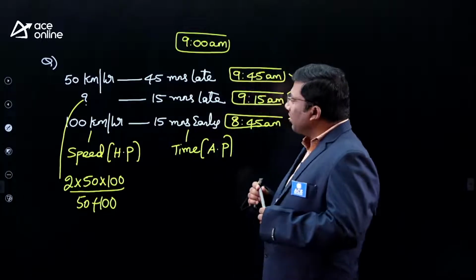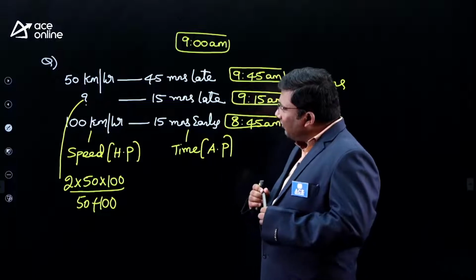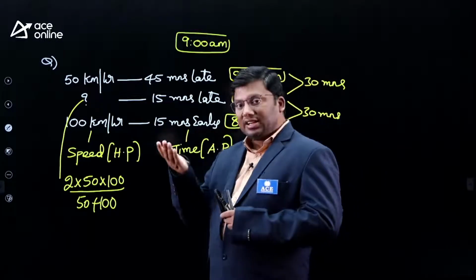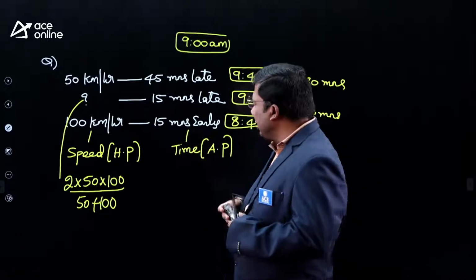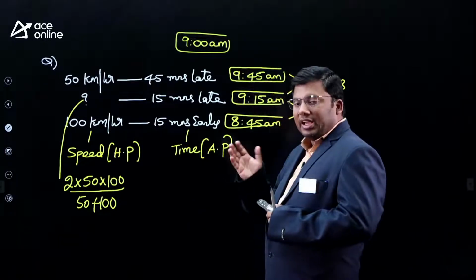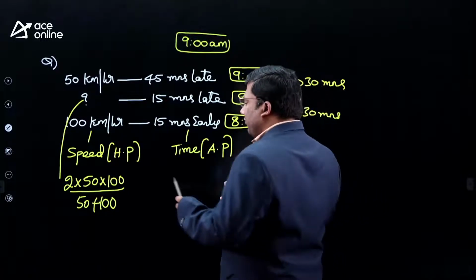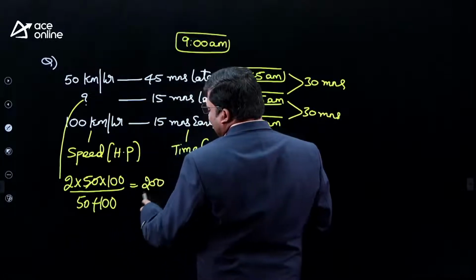50 km per hour, 45 minutes late. 100 km per hour, 15 minutes early. Instead of 9, 45 minutes late is 9:45, 15 minutes late is 9:15, 15 minutes early is 8:45. From there, easily you will get the answer. It is 2 times 50 times 100 by 150, which is 200 by 3. I hope the idea is clear.